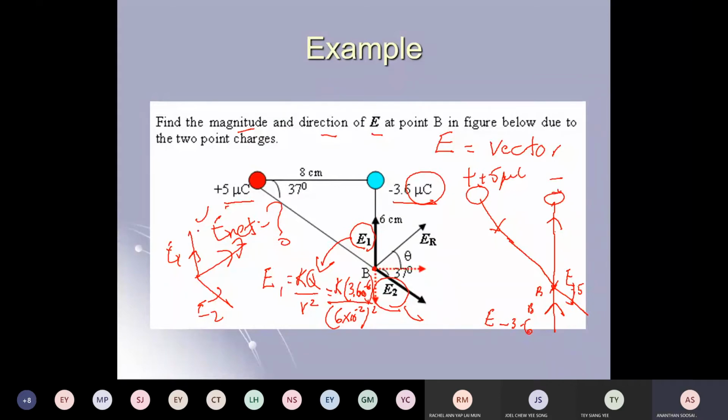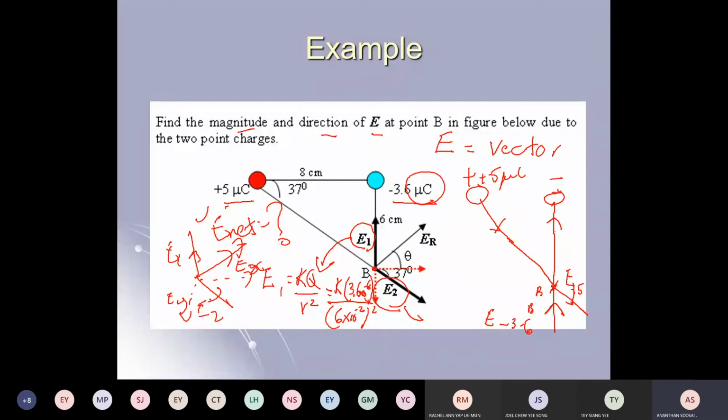Okay, after you get these two vectors, how are you going to find the net? So your whole idea, how do you deal with vector quantities? You break them into their components. E1 is perfectly vertical, up. Why? E2 is diagonal. We break it into its components. We find the components EY and EX.